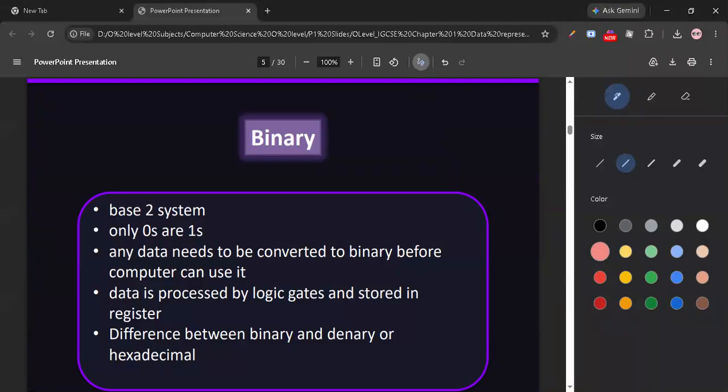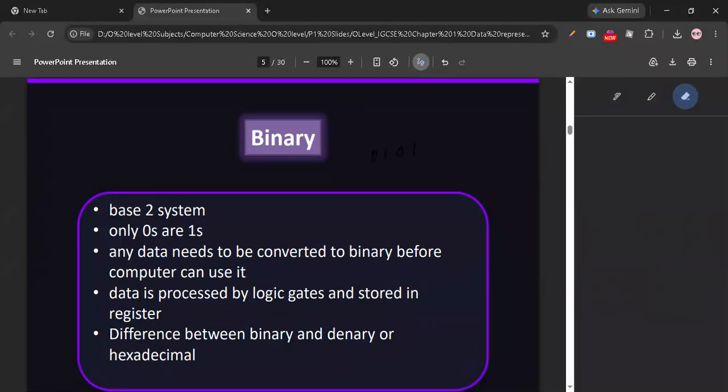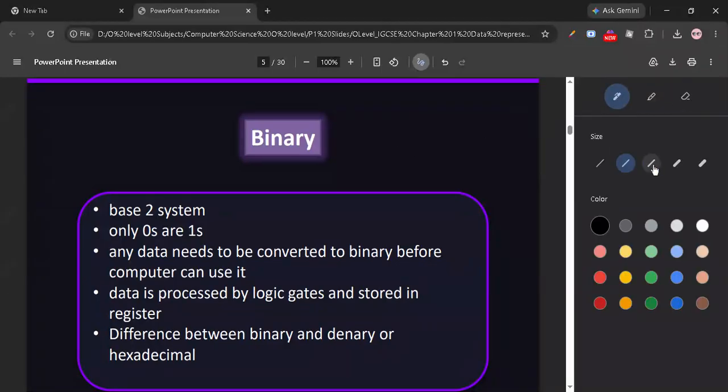Okay, so binary. Binary is a base two system. You must know it, because every binary number is 0 1 0 1. Zeros and ones are the only things a computer can actually take. It's written already here: binary is a base two system, and it only contains zeros and ones in the computer.